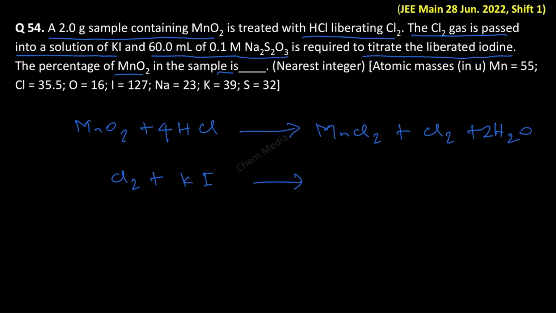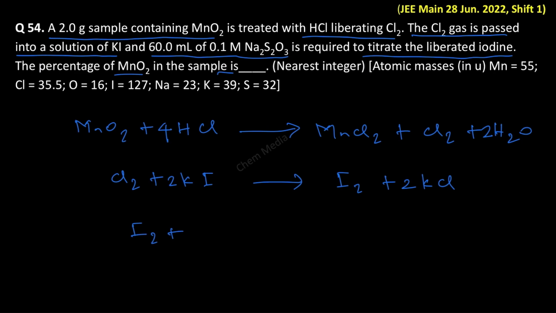Then Cl2 is passed into a solution of KI. This would liberate I2 and we would also get KCl. We have to multiply KCl with 2 so that we can balance the chlorine atoms, and we have to multiply potassium iodide also with 2. So now this equation is also balanced.